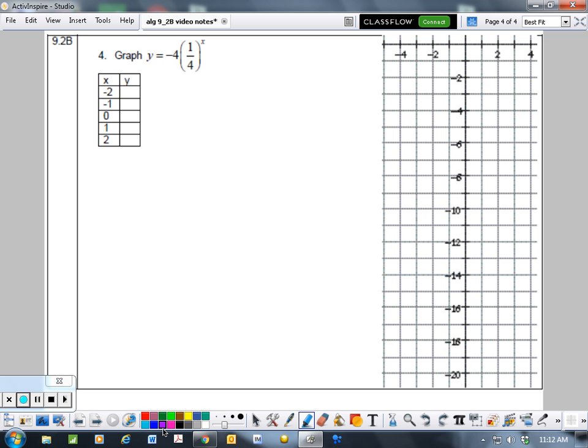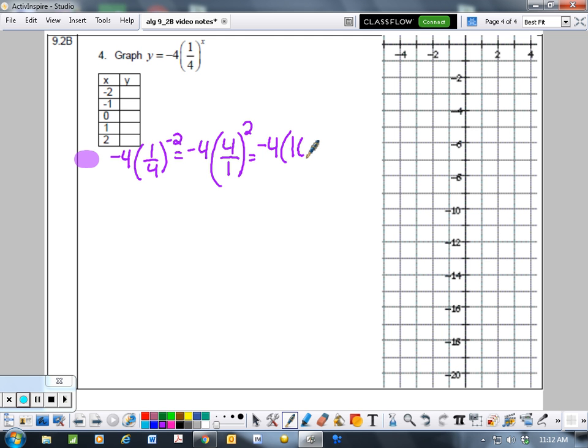So next one, we have negative 4 times 1/4 to the x power. So when we calculate, oops, helps if I'm in pen mode. So negative 4, 1/4 to the negative 2 power. So this is really negative 4 times 4 over 1 to the second power, because again, the negative makes that flip around. So this becomes negative 4 times 16, which gives us negative 64. Whew! So let's see, negative 2, and this is negative 64. It doesn't even fit on our graph. Okay, let's move to the next one then.